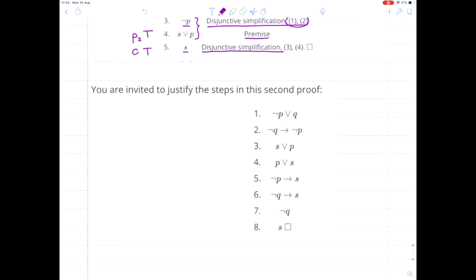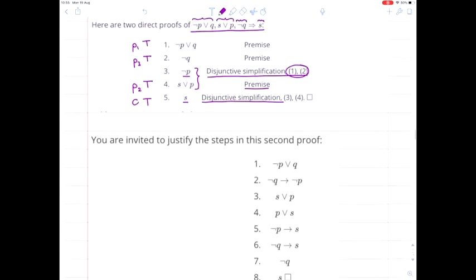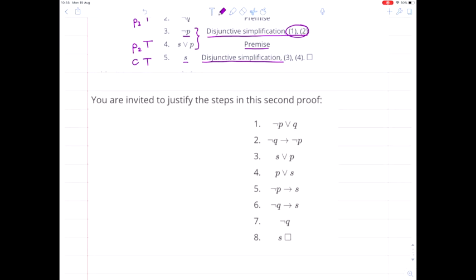So if you want to practice your basic logic, here is a second proof of the same theorem, this theorem up here, using a different set of logical steps. So what you can do is justify each of these steps. So say when we're using the premise, and if we're using a particular logical rule, what are we using?